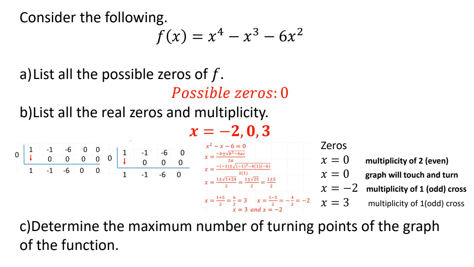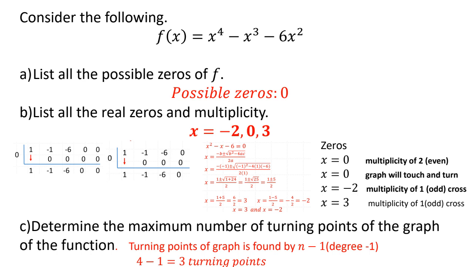Determine the maximum number of turning points. So we can do that by taking the degree n and subtracting 1. So we have at most 3 turning points.